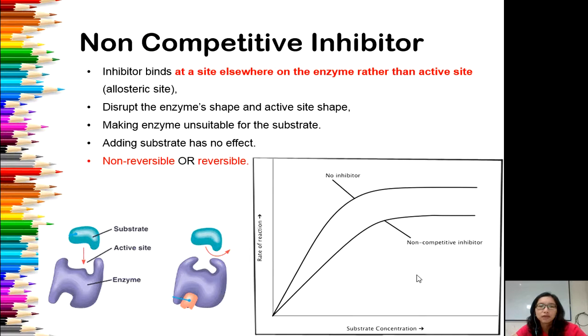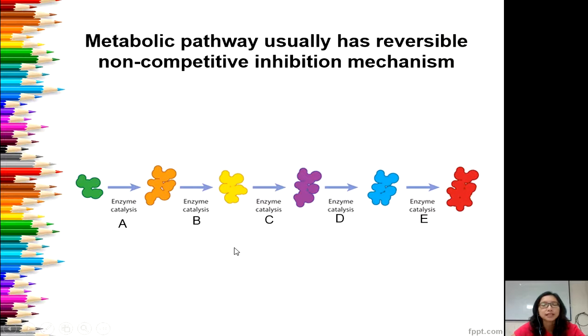Now, this type of non-competitive inhibitor can be non-reversible or reversible. It depends on the type of non-competitive inhibitor. And this non-competitive inhibitor is not always dangerous. Sometimes it's also useful, usually the reversible one. So what are the examples? This is the example of the reversible non-competitive inhibitor that is usually useful in our body, and usually it is used in the metabolic pathway inside the body.